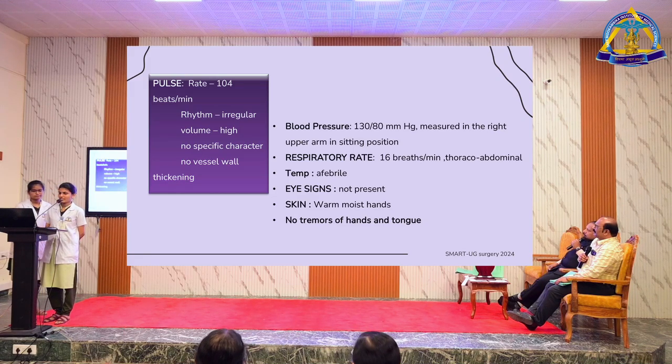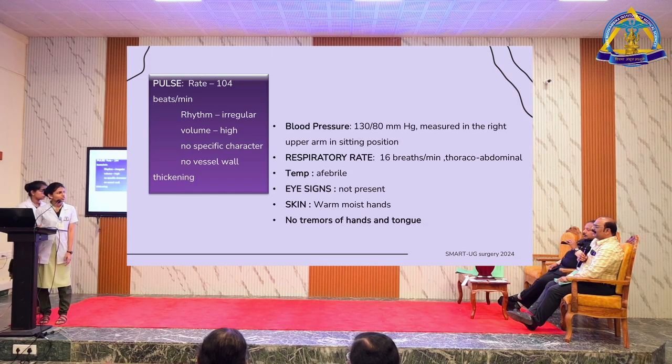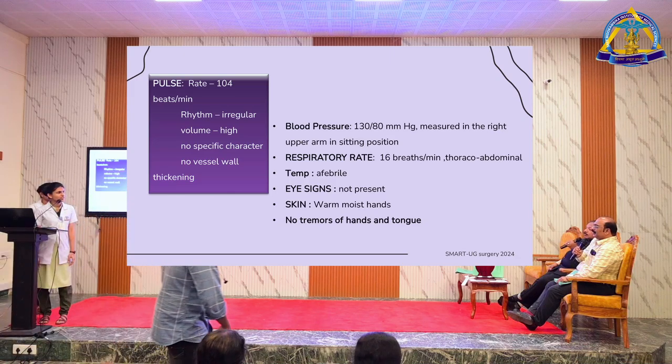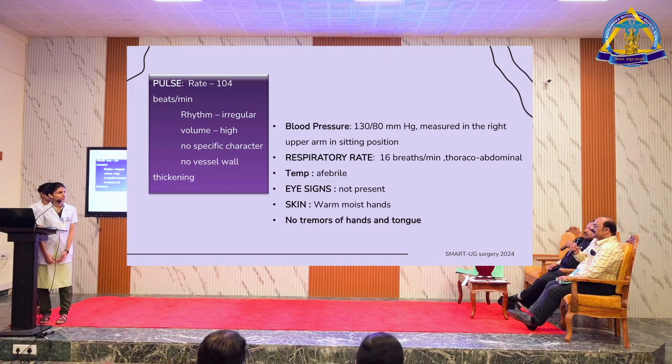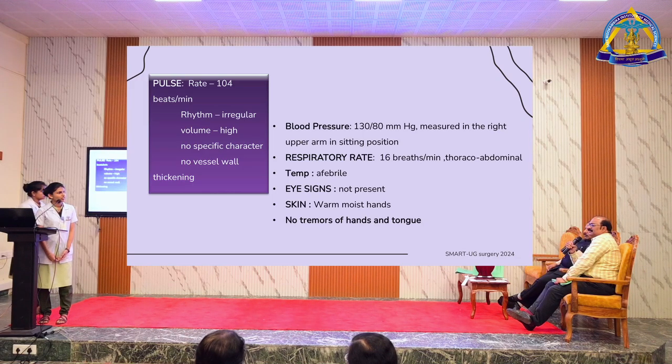Eye signs are not present. She has warm, moist hands, no tremors of hands. Which eye signs do you look for? Exophthalmos. What are the other eye signs? What is exophthalmos? The outward protrusion of the eye. What is proptosis? It is due to thyroid disease.